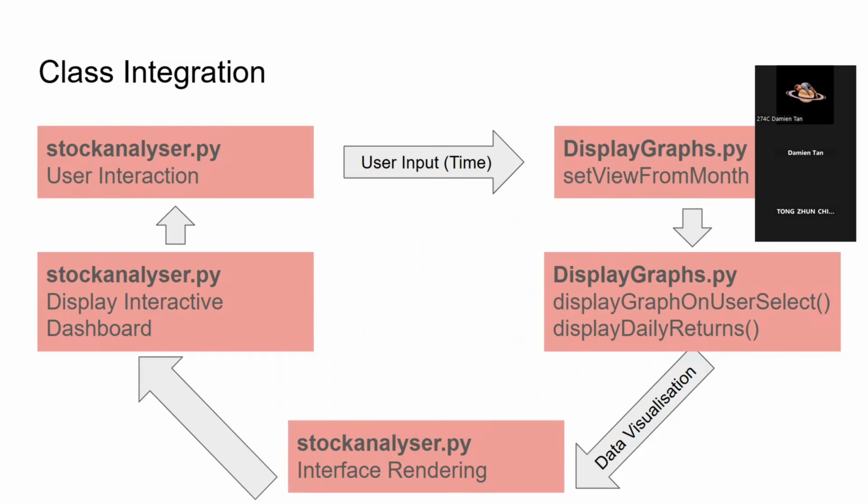So these two files, stockanalyzer.py and displaygraphs.py, work together to help visualize the analysis done for each stock on the Streamlit web application. displaygraphs.py manages all visualization logic and calculations, while stockanalyzer.py handles user input and interface rendering before displaying the results to the users in the form of a dashboard. So now I'll be passing my time on to Damien, who will be going through the live demonstration for our project.